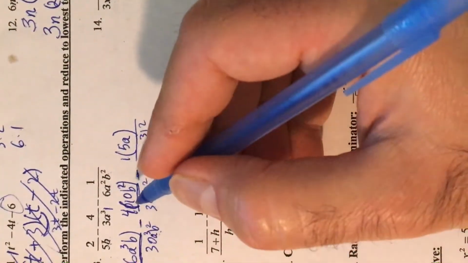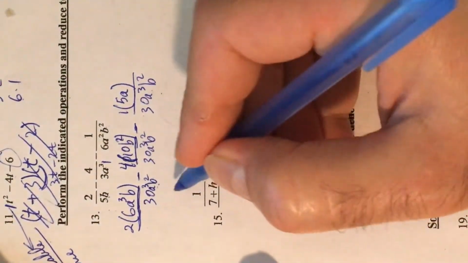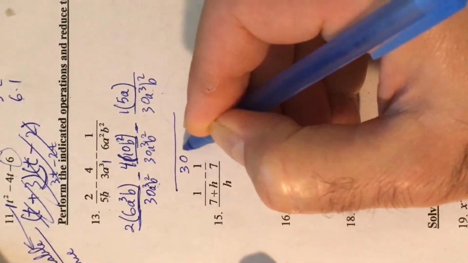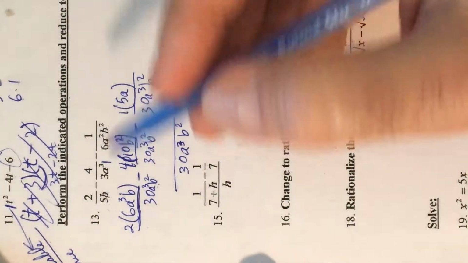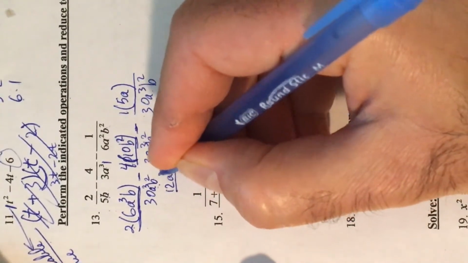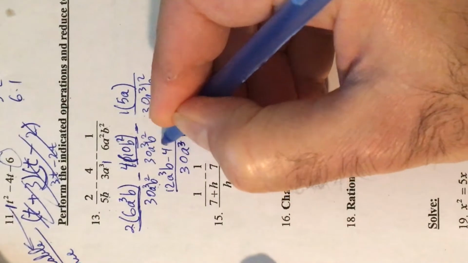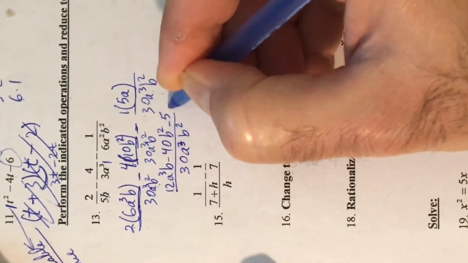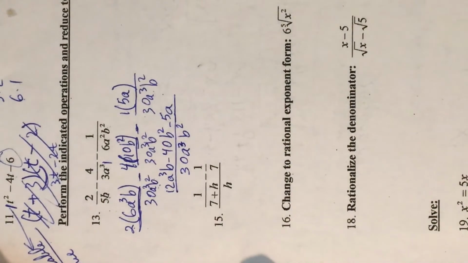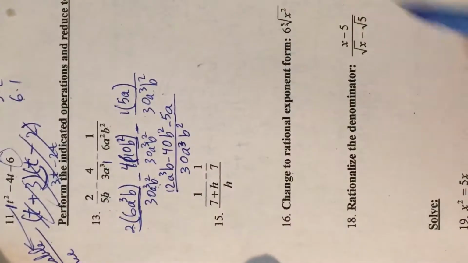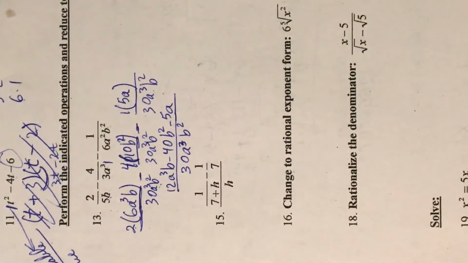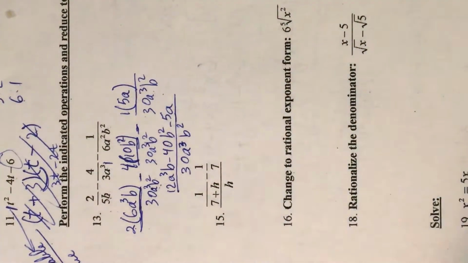So then you simplify these, so you will get, I'm going to put it all over one fraction. Okay, so that's 12 a cubed b minus 40 b squared minus 5a. Now, are these like terms? No, there's nothing that makes them like terms. So that's it, we're done. It's a little funky looking fraction, but that's all there is to it. If there were like terms here, then you could have combined them.